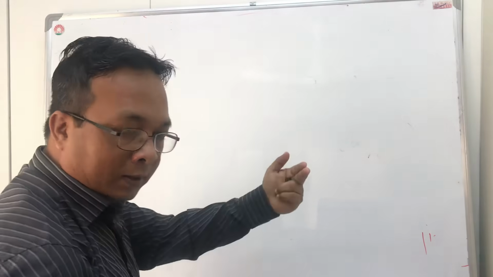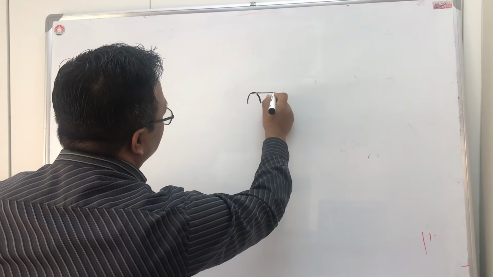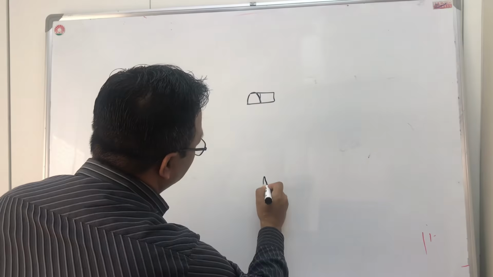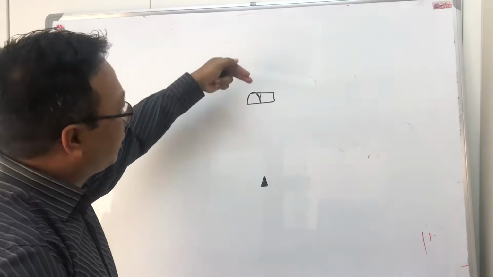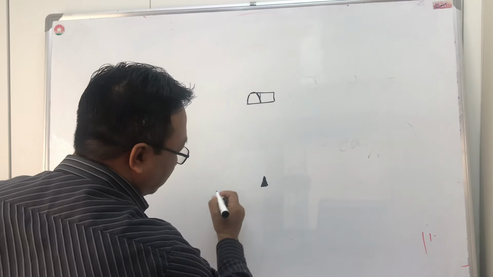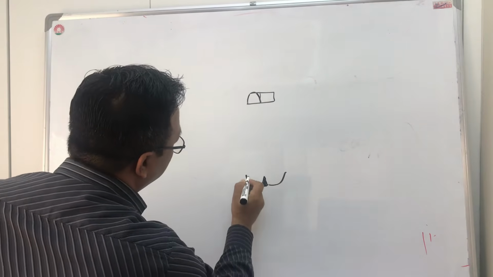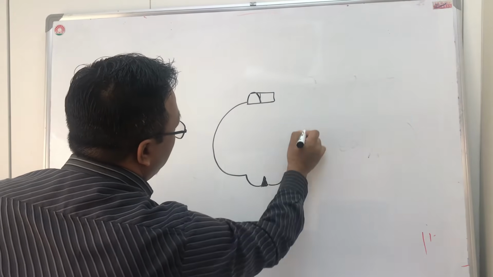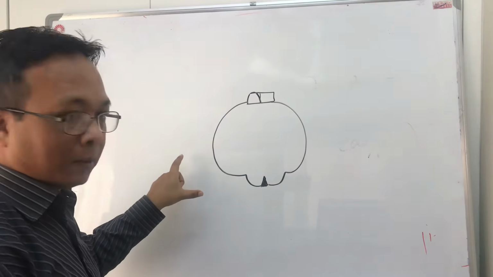So on the anterior side there is the pubic symphysis, and on the posterior side there is the coccyx. Okay, so anterior side there is pubic symphysis and posterior side there is coccyx. So this is the whole pelvic cavity.